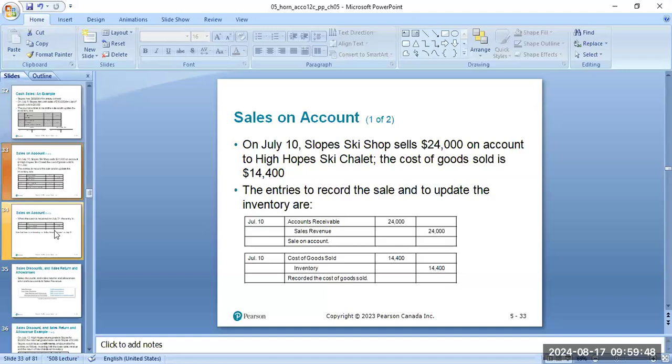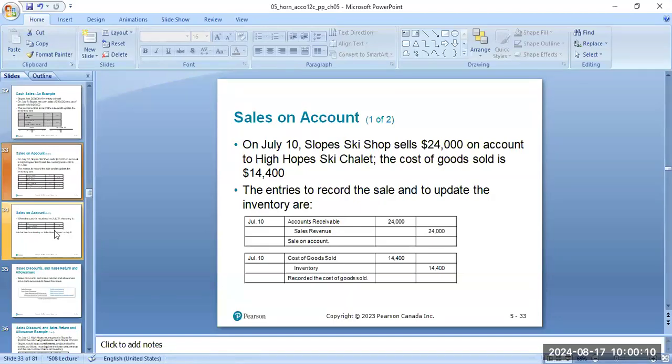Now, let's go with this one. On June 10, this company sells 24,000 on account to the buyer, for which the cost of goods sold is $14,400.